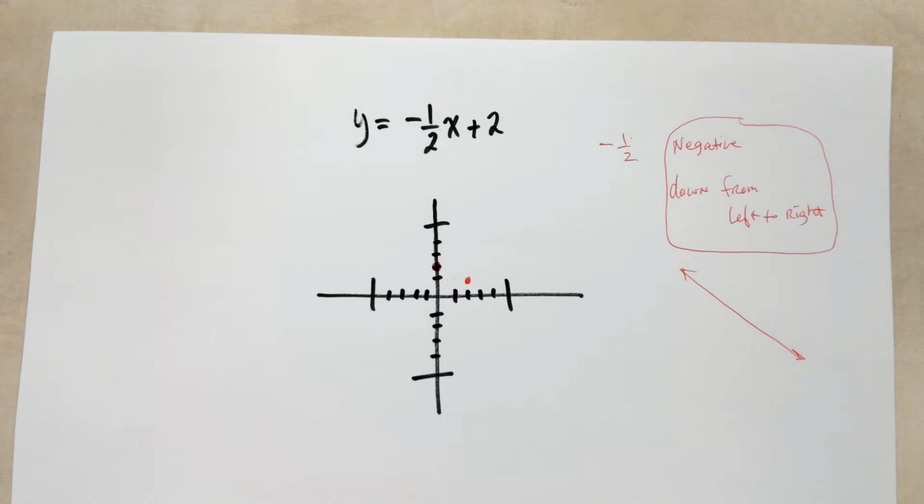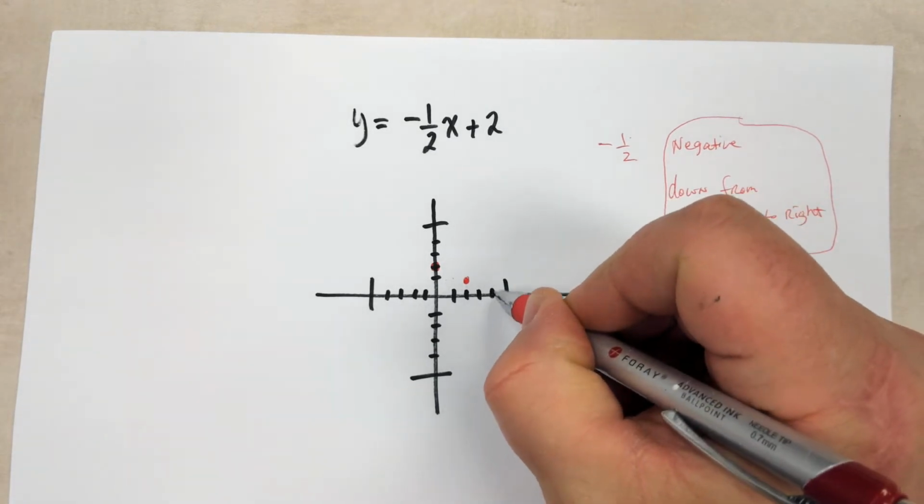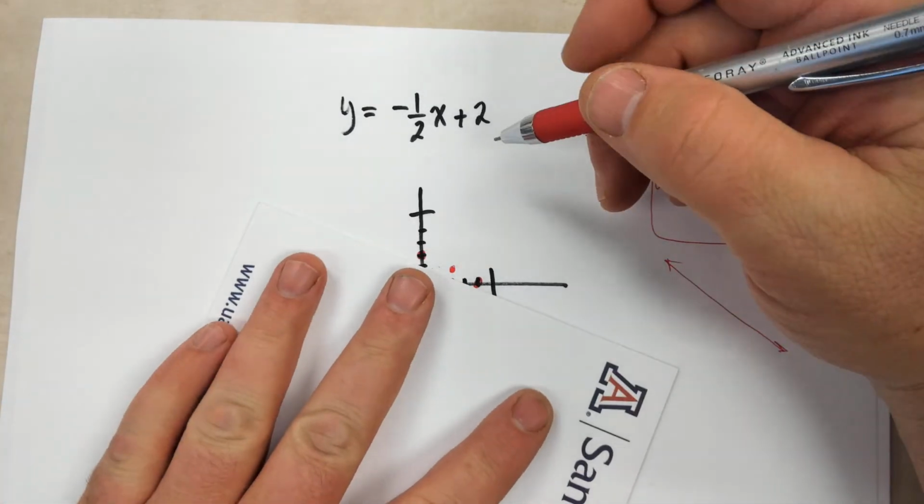Sometimes 2 points are really close, and it can be hard to make a nice line. So you can do it again. I'm going to go down 1 and over 2 more. I'm going to make another dot. So I got 3. You don't have to do 3. You can do just 2 with this. I just do 3 because it makes me feel more confident when I draw my line.